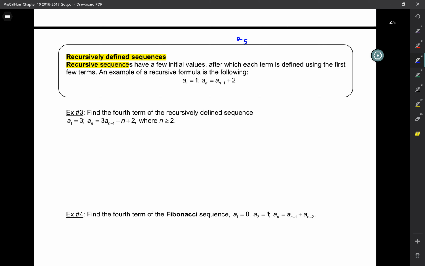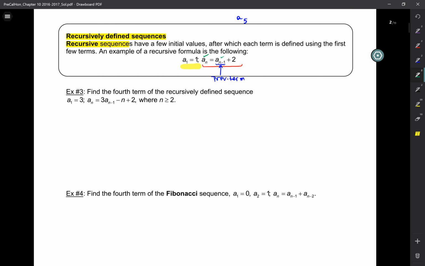Okay? So an example is this. So it tells you, okay, the first term in this sequence is 1. A1 is 1. And then every other term is an minus 1 plus 2. Now, if I see an minus 1, I immediately think, oh, the previous term. So, if I'm looking for the 5th term, I have to take the 4th term and add 2 to it. Okay? So that's how that works. Let's do an example here.